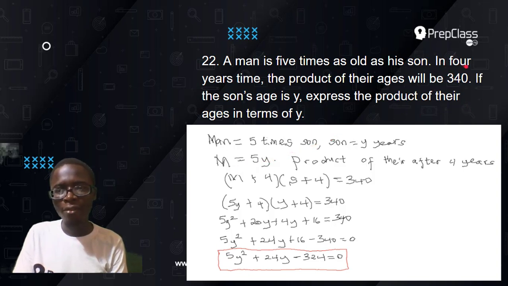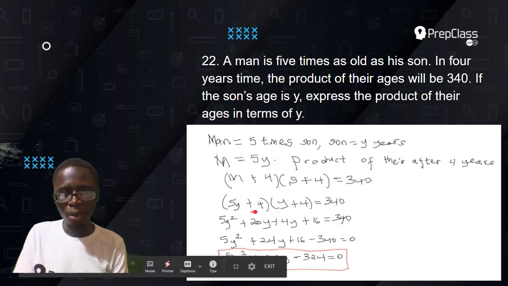It says in 4 years' time, the product of their ages will be 340. So (man plus 4) times (son plus 4), because in 4 years' time the son will increase by 4 too, just as the man is also growing by 4 years. So the product of their ages will be 340. So we have it here. Now, substituting the value of the son's age to be y, and the value of the man's age to be 5y, then we'll be left with this expression here.